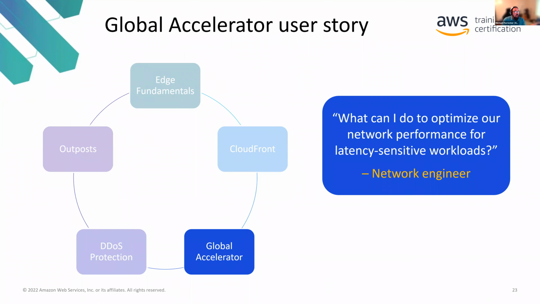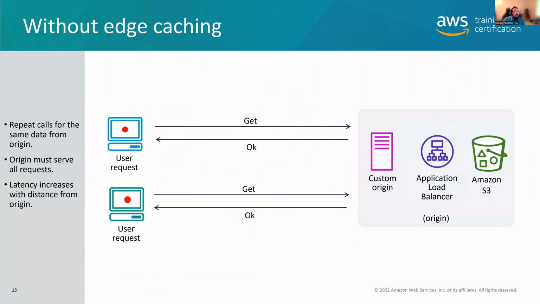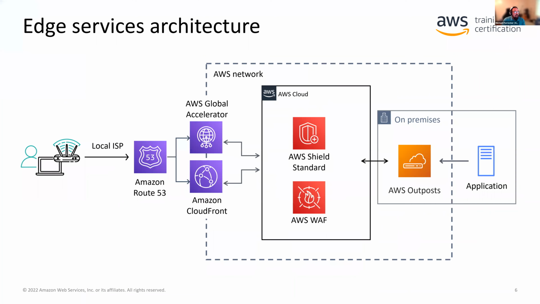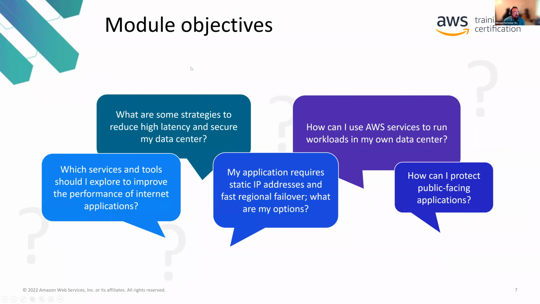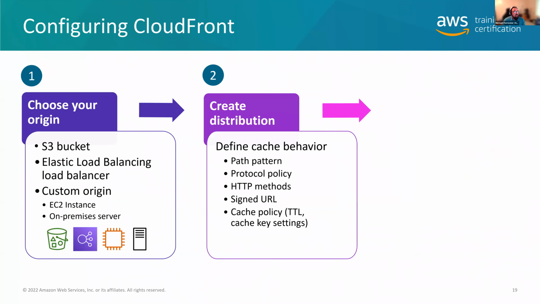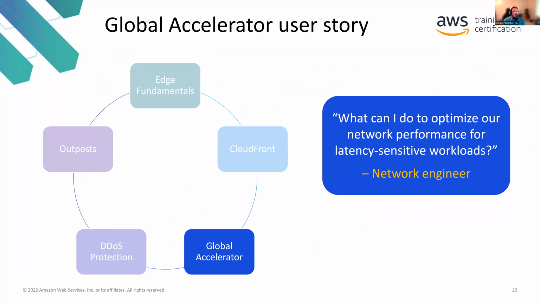So if you remember the original diagram that we were talking about at the beginning, we just talked about CloudFront. We've already talked about Route 53, so that was one of our last discussions. Now we're going to talk about Global Accelerator. Global Accelerator is interesting because most people are not aware that Global Accelerator exists.